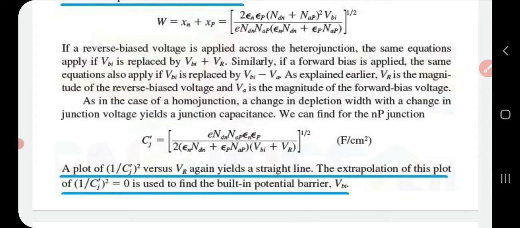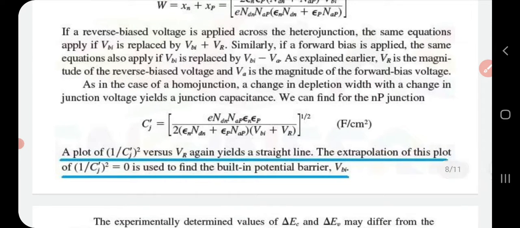Now here they are discussing what happens when a reverse bias voltage is applied across a heterojunction. In that case, we have to replace the built-in potential barrier VBI with VBI plus the reverse voltage applied, that is VR. Similarly, if we are applying a forward voltage, then we have to replace VBI with VBI minus the forward voltage applied, VA. VR is the magnitude of the reverse bias voltage, and VA is the magnitude of the forward bias voltage.